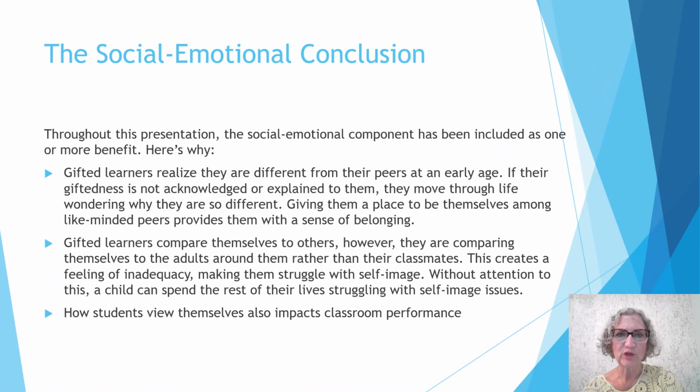Social emotional conclusion. So all through the presentation, I talked about advantages including social emotional concepts. And that's for a very good reason. Gifted learners understand from a very early age that they are different. They don't have a name for it because 4- and 5-year-olds don't have all the vocabulary, but they know that they're different, that they think differently and respond to things differently than their peers.